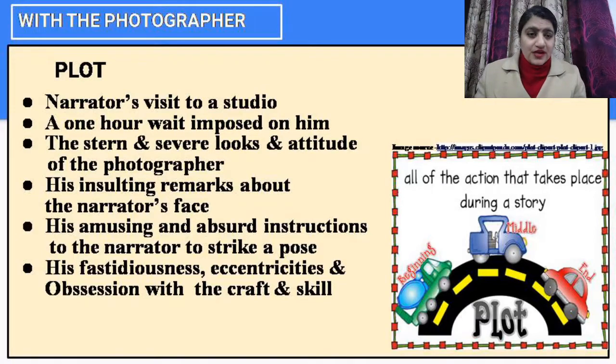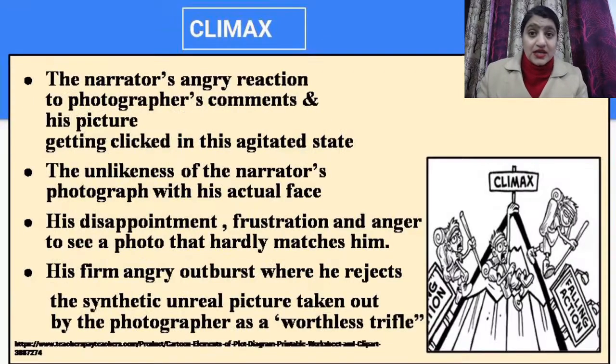So the photographer has his own standard of beauty, and he tries to measure his clients with that lens only. Then the climax, the most intense moment, is reached when the narrator gives an angry reaction to the photographer's comments on his picture. And it is at this moment that the picture gets clicked, in the agitated state of the narrator.